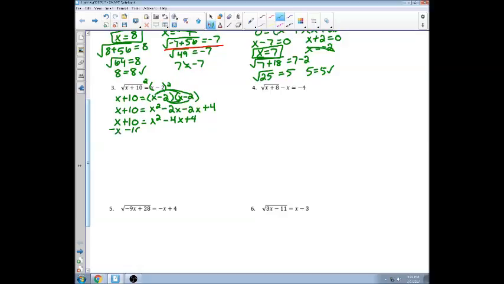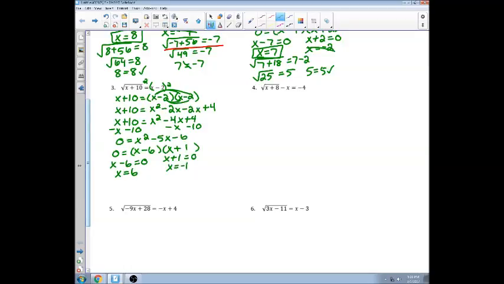Subtract my x, subtract my 10. I have 0 equals x squared minus 5x minus 6. So again, I need to factor into 2 sets of parentheses. What is going to multiply to negative 6 and add to negative 5? That would be negative 6 and positive 1. So x minus 6 is going to equal 0, which means x equals 6. X plus 1 equals 0, which means x equals negative 1.